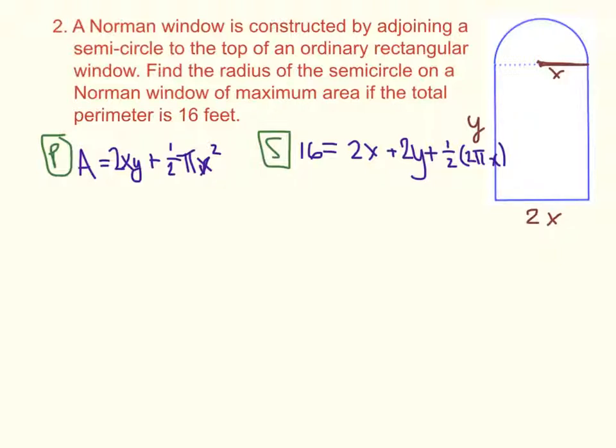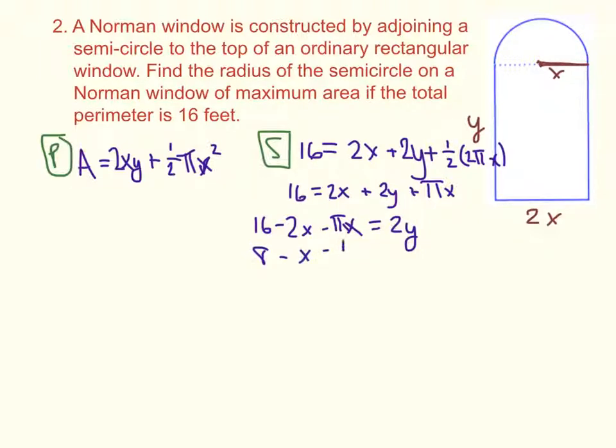Okay, so I'm going to go ahead and clean up my secondary equation. So 16 equals 2x plus 2y plus half of 2 is just pi x. Okay, so at this point I want to solve for the variable that's easier. Well, since there's only one y and there's two x terms, I'm going to isolate the y value. So I'm going to go ahead and subtract the x's away. So I'd have 16 minus 2x minus pi x is equal to 2y. And then I'm going to go ahead and divide everything by 2. So I would get 8 minus x minus pi over 2 x equals y.